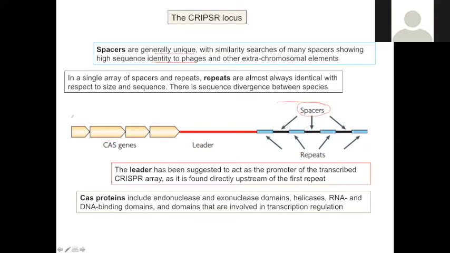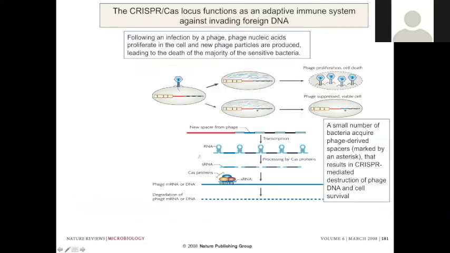We see the Cas genes. These Cas genes encode the Cas proteins that have endonuclease and exonuclease activity, as well as other domains involved in transcriptional regulation. The leader sequence is thought to act as a promoter of the transcribed CRISPR array. So as I've said, the CRISPR-Cas locus functions as an adaptive immune system against invading foreign DNA.